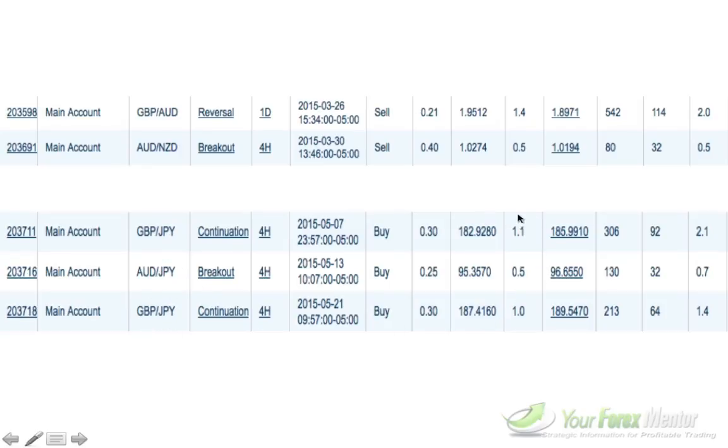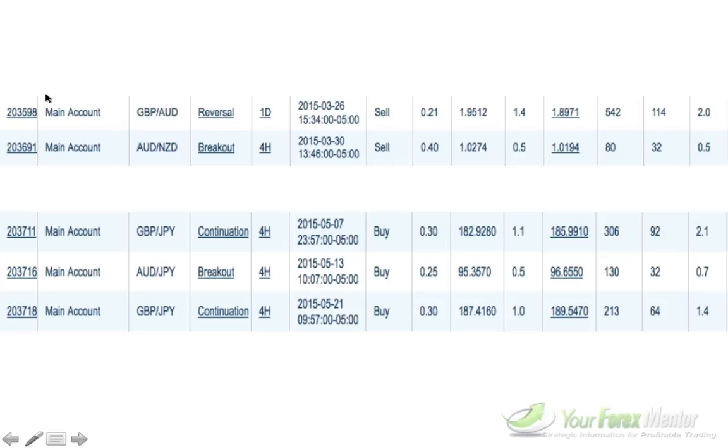These are some of our favorite pairs. But in these particular instances, we made 306 pips, 130 pips, 213 pips. Once again, if you're trading just one standard lot, that's $3,000. That's $1,300. That's $2,100 right there.